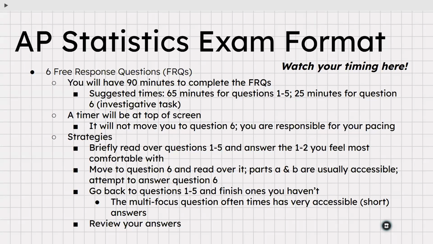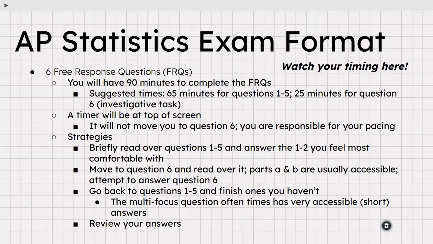Or let's say you're an inference person, and you're like, oh my goodness, they gave me a one sample confidence interval for proportions, and you know you're good at that. Do that question. I would encourage you to do one question and then jump to question six and read over it. Parts A and B are likely to be some of the easiest questions on the entire test. I mean easy and accessible, very straightforward.